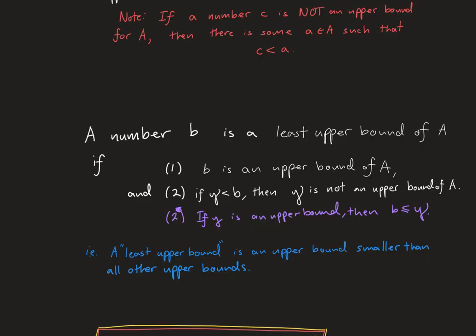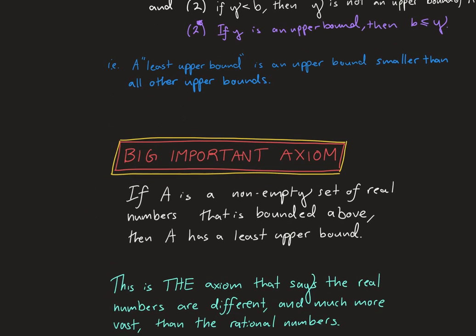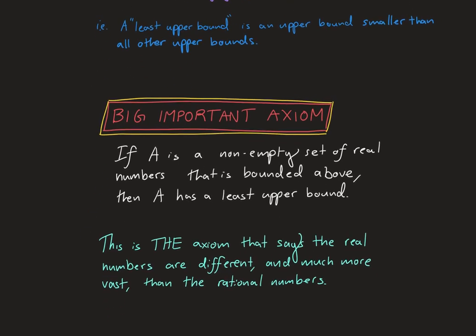This is an axiom that differentiates the real numbers from the rational numbers. Big important axiom. Here we go. If A is a non-empty set of real numbers that is bounded above, okay, so I grab a bunch of real numbers, and I know that there is some sort of upper bound, then what I know is that that set has a least upper bound. This is not necessarily true in the rational numbers, but we are declaring this to be true about the real numbers. This is the defining axiom that makes the real numbers different than the rational numbers.